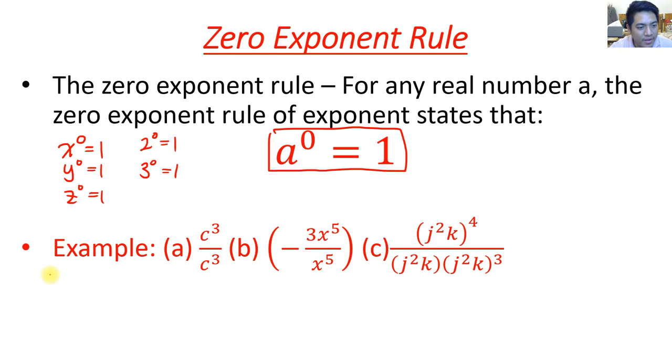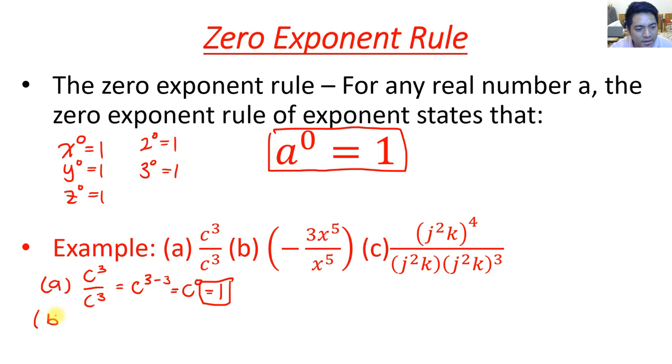Okay, so for example, we have c cubed all over c cubed. So we say that this is 1, but how can we prove it? So you have c raised to 3 minus 3 because of the quotient. That will be c raised to 0, and any number raised to 0 would be 1.